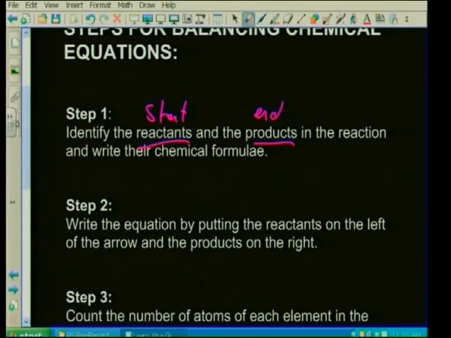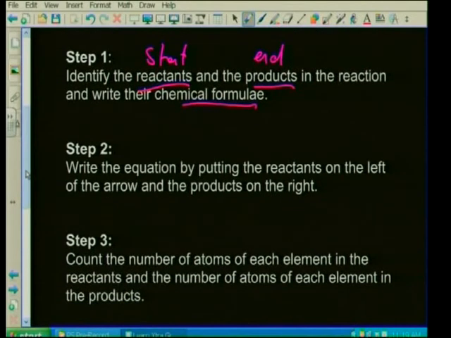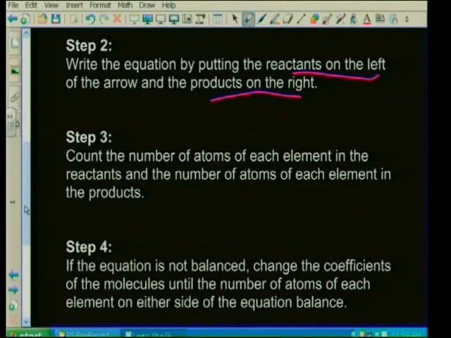This is present at the end. Then you need to write the chemical formula. We're going to practice some chemical formula just now, but it's important that you've got that right. You can't change the chemical formula. We write the equation by putting the reactants on the left side of the arrow and the products on the right. Straightforward up until this point.